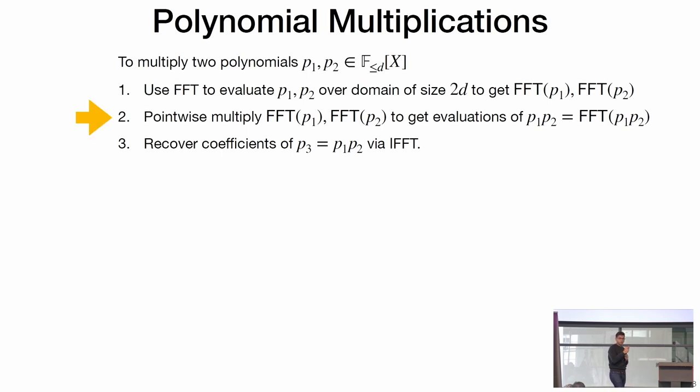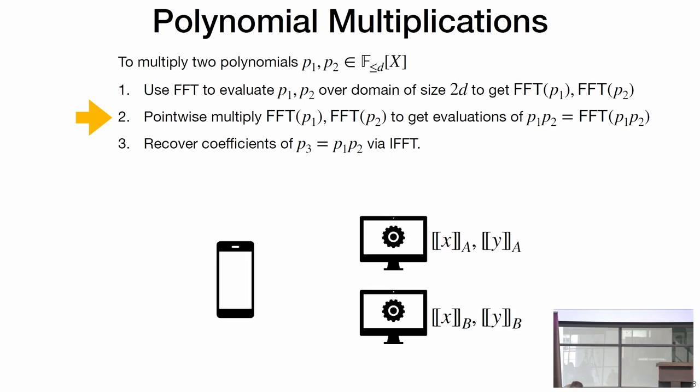But unfortunately for us, step 2 is a multiplication between two secret shares, right? Our secret shares have additive homomorphism, but they don't have multiplicative homomorphism. So you can't just multiply two secret shares and expect to get a secret share of the product. Normally, this is the key sticking point in a lot of MPC: handling multiplications or AND gates is the very expensive part of MPC protocols.